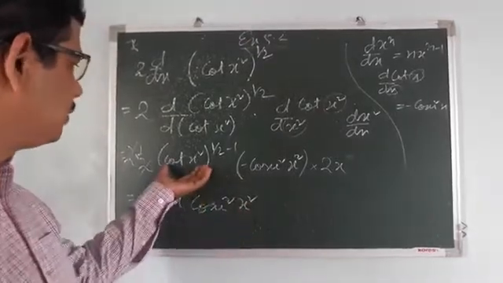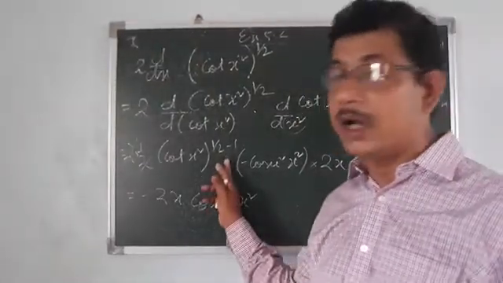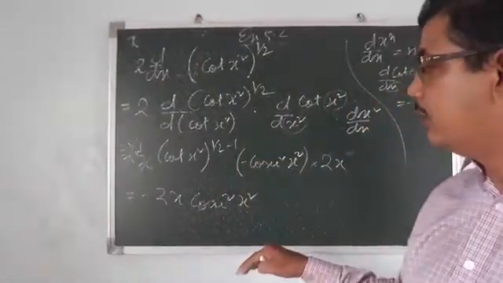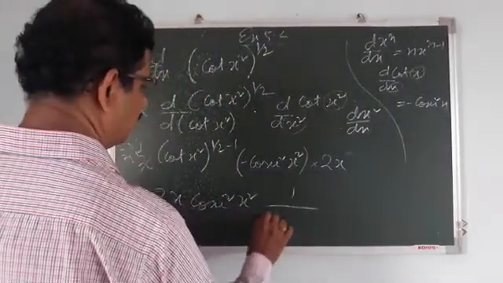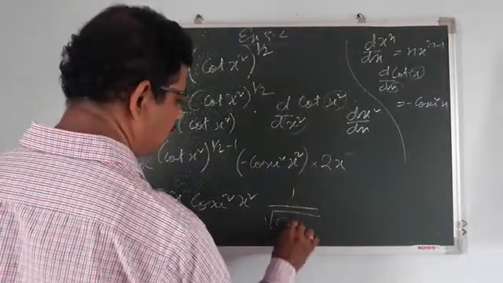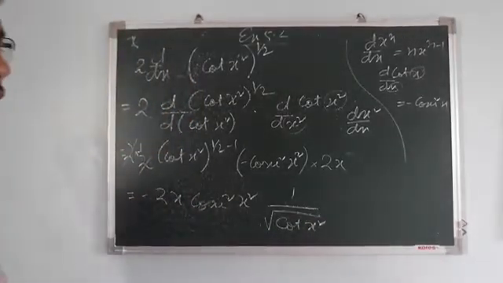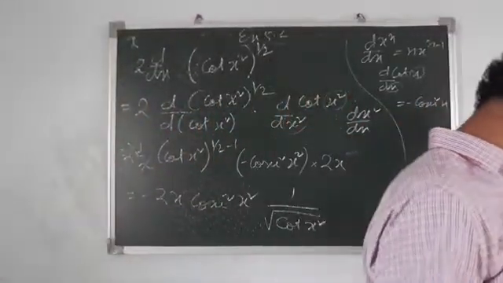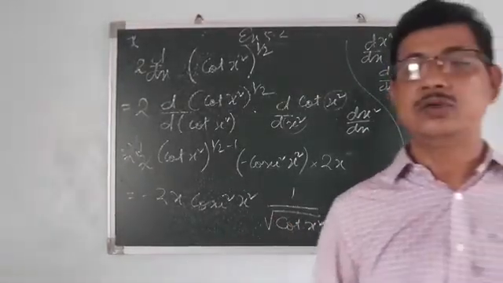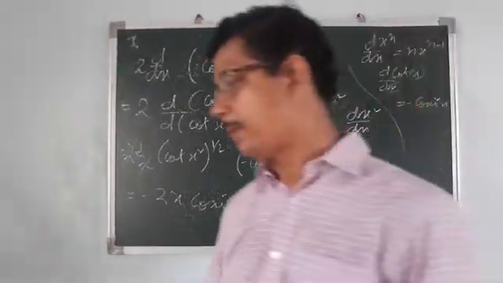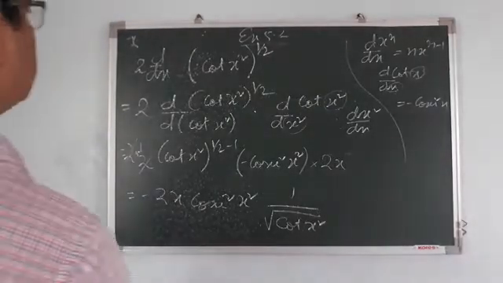Now see, half minus 1 is minus half. And a minus power means it goes to the denominator. So it will be 1 by half power, which means root. So see that answer, it is like that: minus twice x cosec square x square into 1 by root cot x square. So we have done this question number 7.